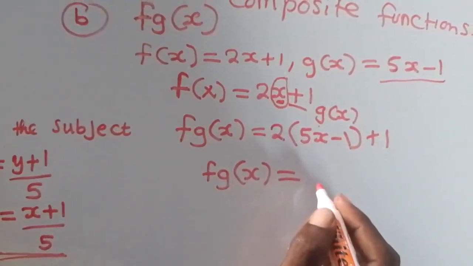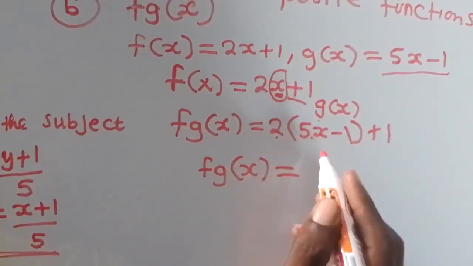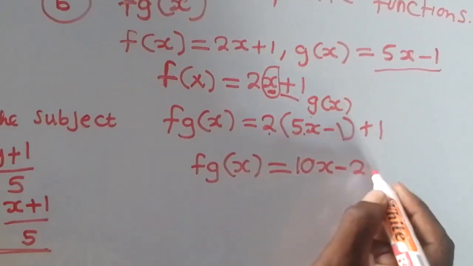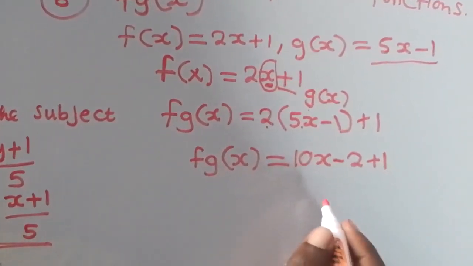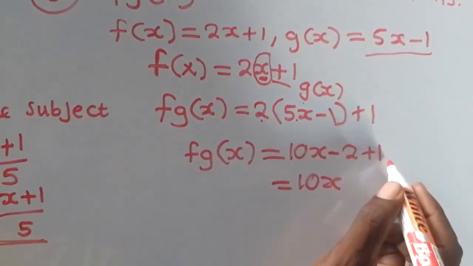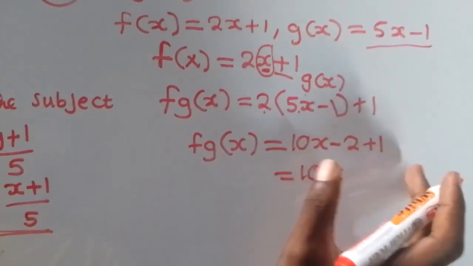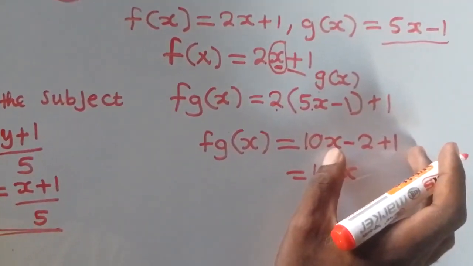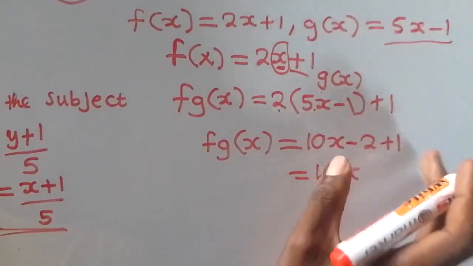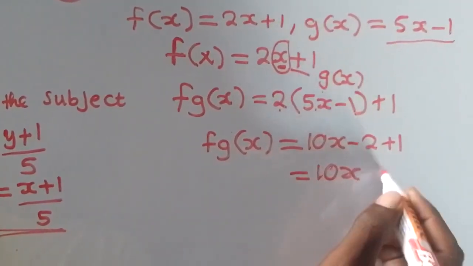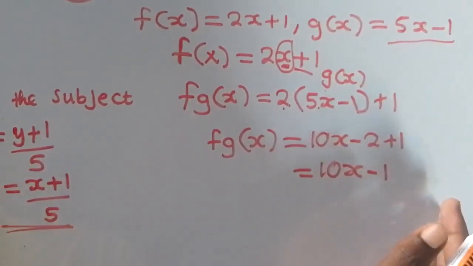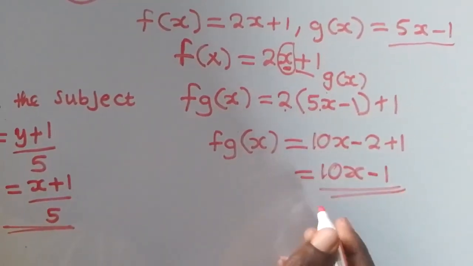So this is equal to what? Then I say 2 times 5, so it's 10x. Then 2 times 1, it's 2. Then plus 1, like this. Then I work out this. So 10x, and these are like terms: negative 2 plus 1. When you have different signs, you need to subtract, then maintain the sign of the bigger number. So 2 minus 1 is 1. Then we maintain the sign of the bigger number, which is negative 2. So it's minus 1. This is how you need to answer this question.